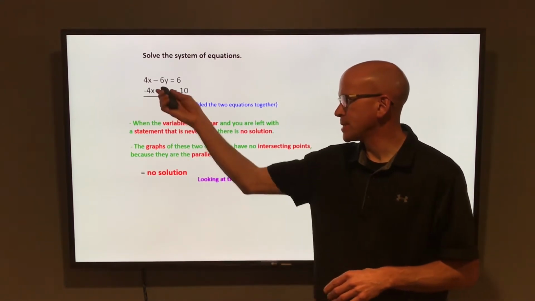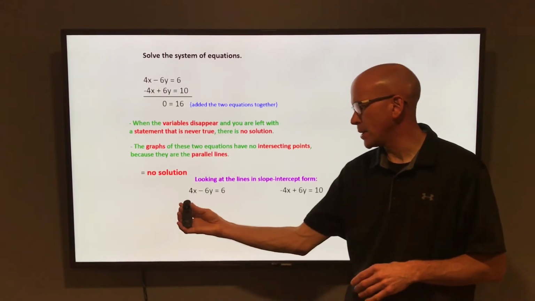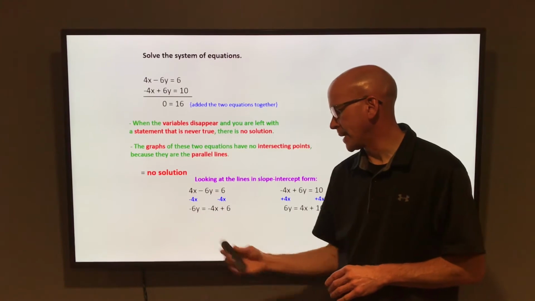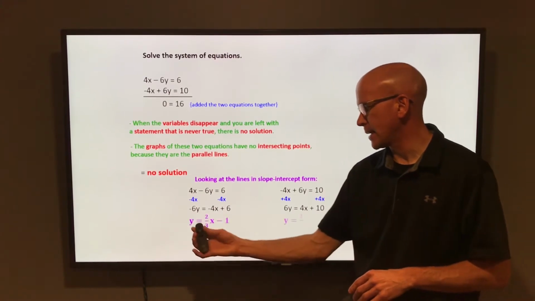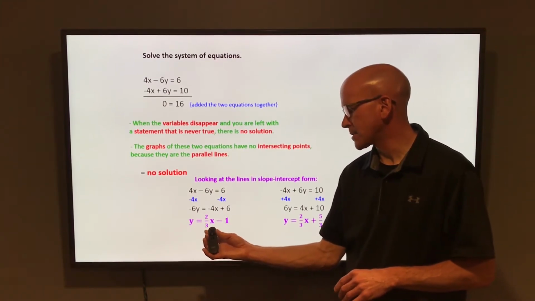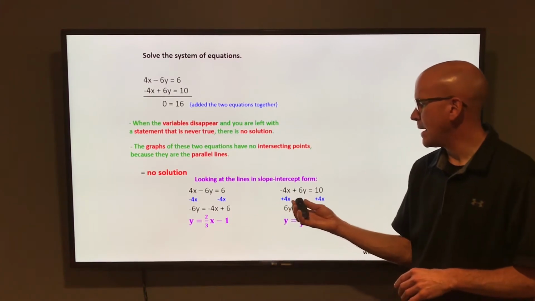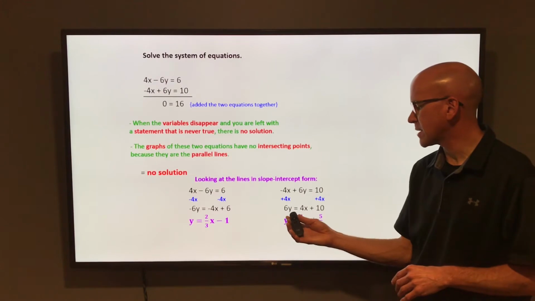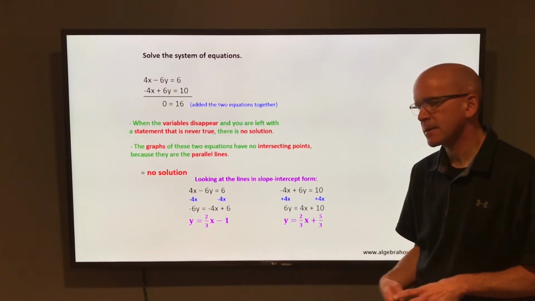We'll take each of those and get them in slope-intercept form. So that first equation, subtract 4x from each side. You'd have negative 6y equals negative 4x plus 6, and then divide each side by negative 6. Y would equal 2/3 x minus 1. Take the second equation, add 4x to both sides. You have 6y equals 4x plus 10. Divide each side by 6. Y would equal 2/3 x plus 5/3.